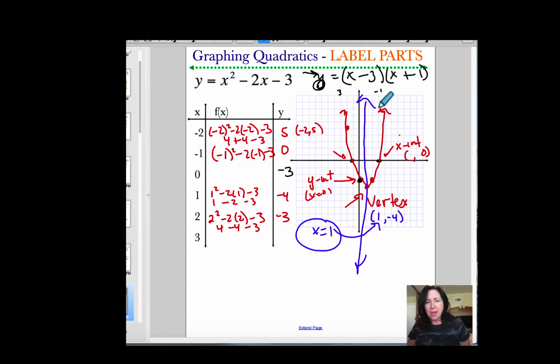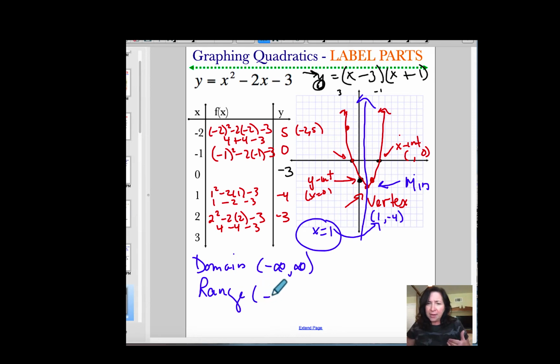Symmetrical. Okay. So far, does this have a maximum or does it have a minimum? That's what you need to answer also. If you see how it drops down low, this value is not only my vertex, but in this case, because it's the lowest part of my graph, it's a minimum. Additionally, the domain for this quadratic is going to be negative infinity to positive infinity. And my range for this quadratic would be negative 4 up to infinity.